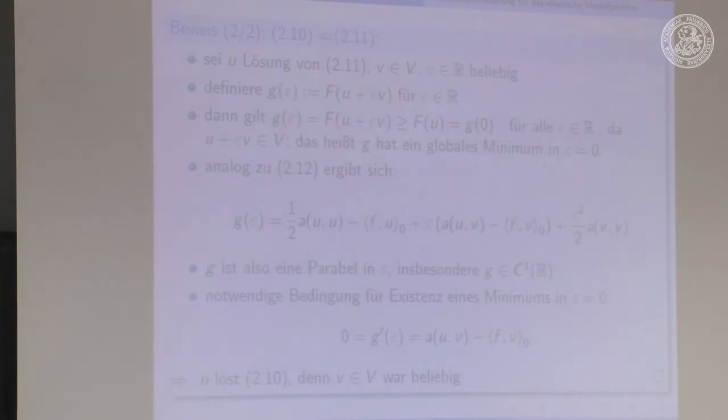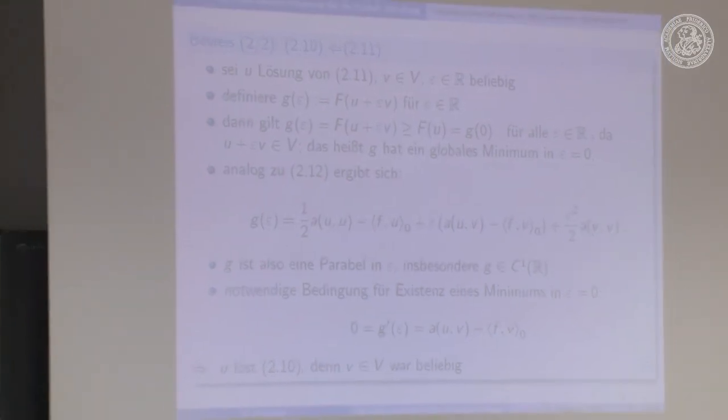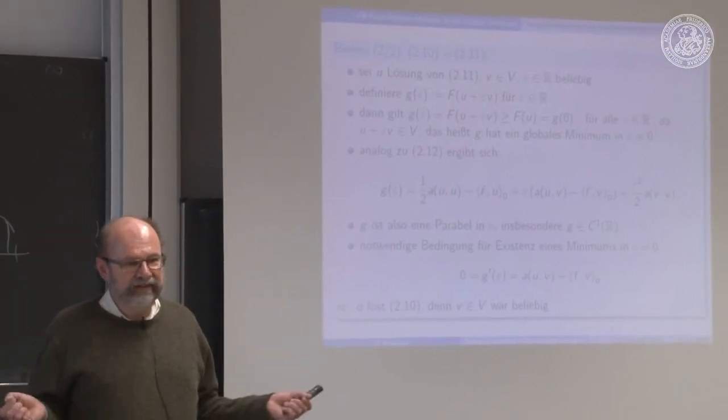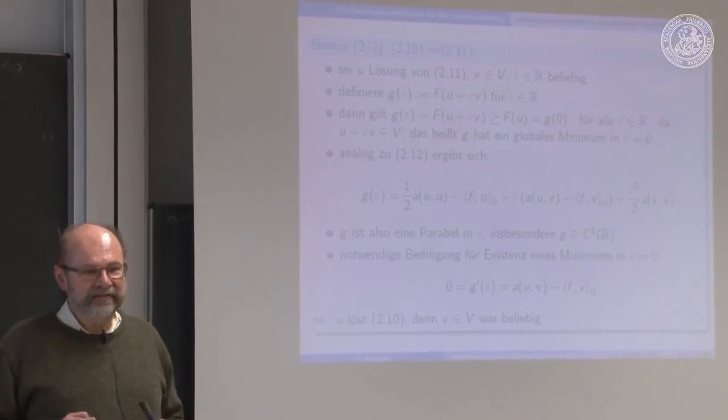Other direction? So we have a minimum, and we want to conclude that it's a solution of the variational equation. So what does that mean? This V is a very large space. It's an infinite dimensional space. Actually, in the sense of linear algebra, the dimension is uncountably infinite. So that's very, very large.